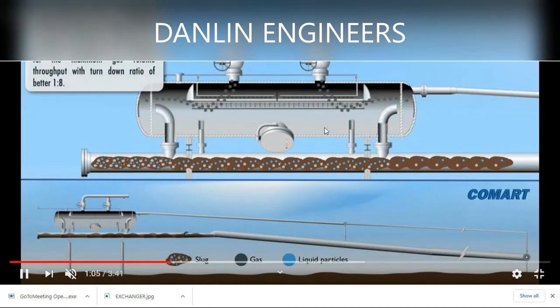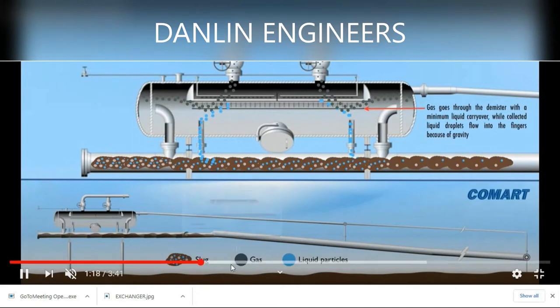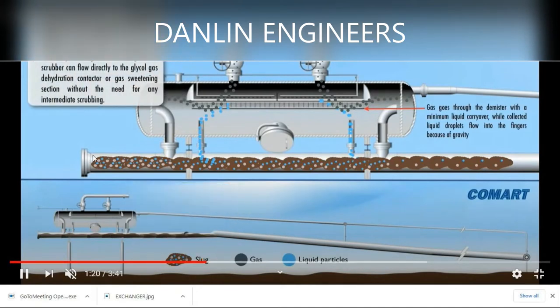Where does the oil go? Let's see the full video. The gas is totally dumped upward, flowing through the high pressure mesh pad, which is retained from the maximum gas volume. Maximum liquid carrying of 0.1 or less, removing 90% of the droplets larger than 5 microns in diameter. All the gas from the slug catcher scrubber can flow directly to the glycol gas dehydration section without the need for any intermediate step.